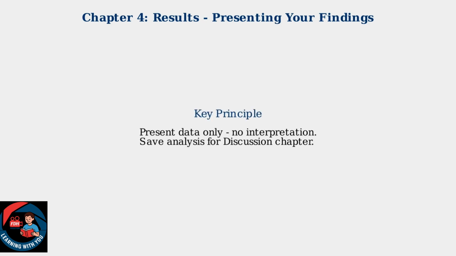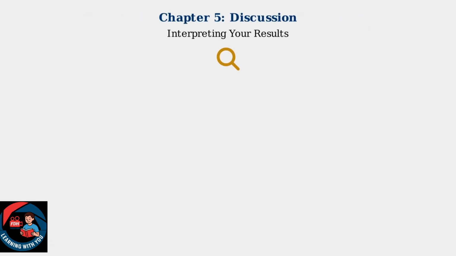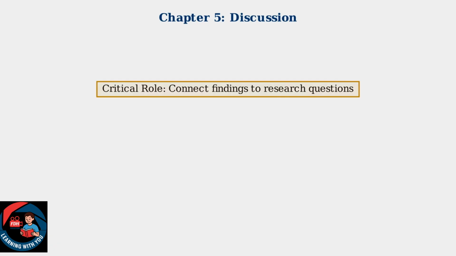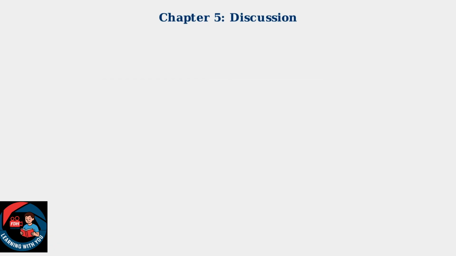Remember, Chapter 4 presents data only. Avoid explaining what the results mean or why they occurred. Interpretation belongs in the discussion chapter. Chapter 5, the discussion chapter, serves as the heart of your dissertation, where you analyze and interpret your research findings. This chapter explains what your results mean and how they answer your original research questions or test your hypotheses.